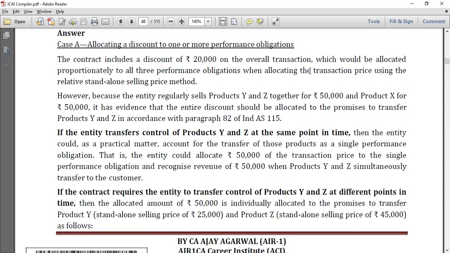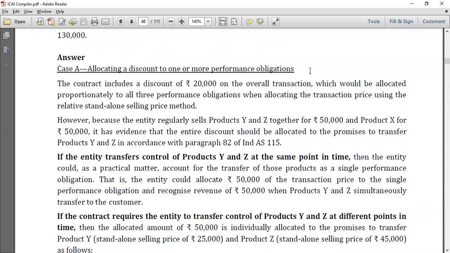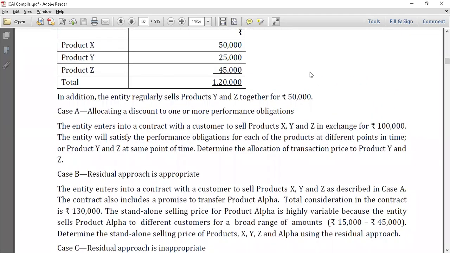Also, if the entity enters into a contract, here in the question he asked us two things. What did he ask us?